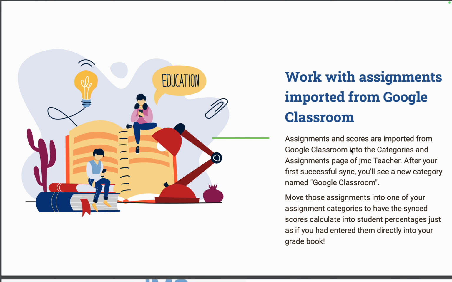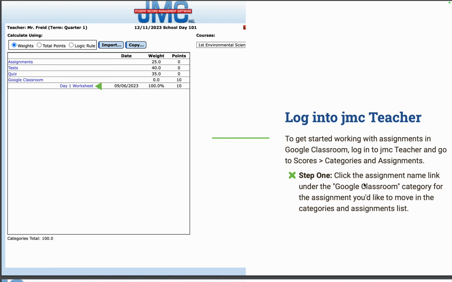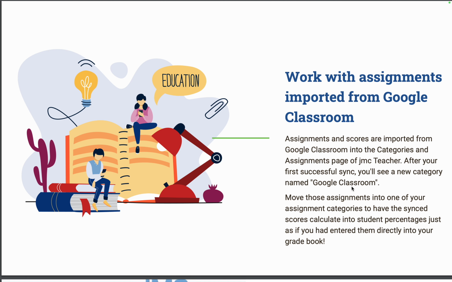Assignments and scores are imported from Google Classroom into the Categories Assignment page of JMC Teacher. After your first successful sync, you'll see a new category named Google Classroom. Move those assignments into one of your assignment categories to have the synced scores calculate into student percentages, just as if you had entered them directly into the gradebook. So this is doing it for you.